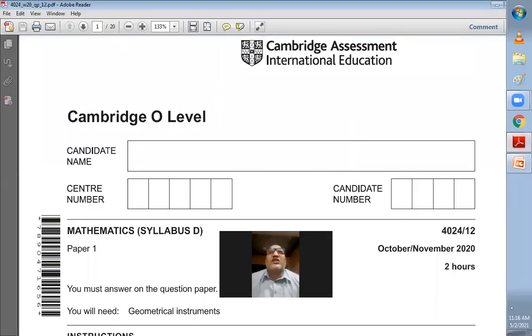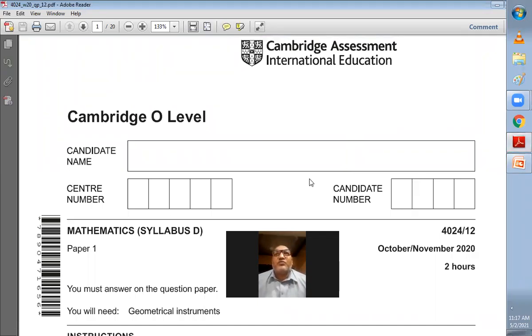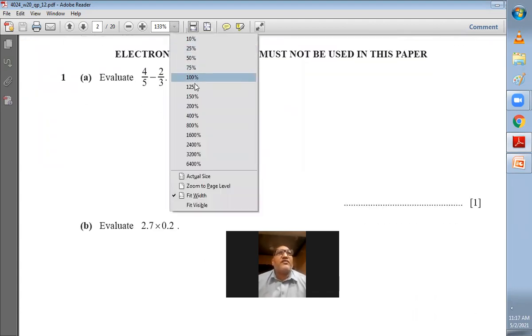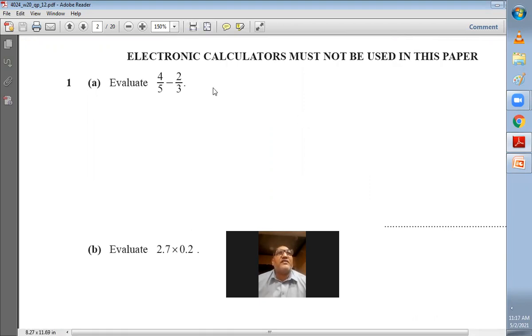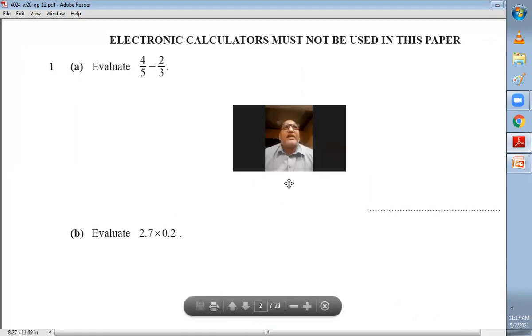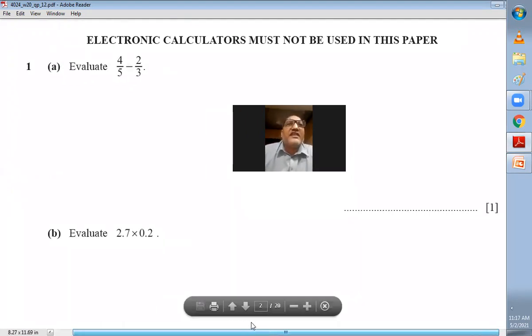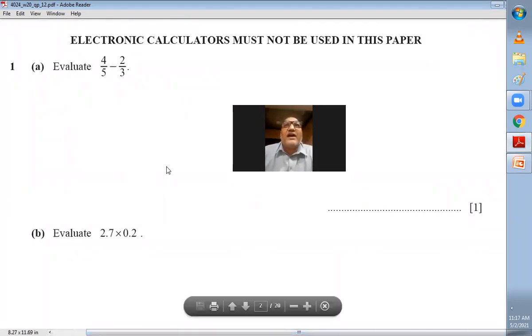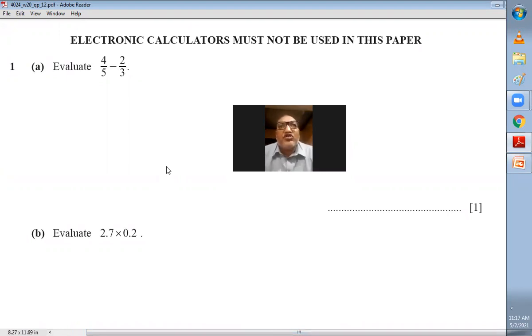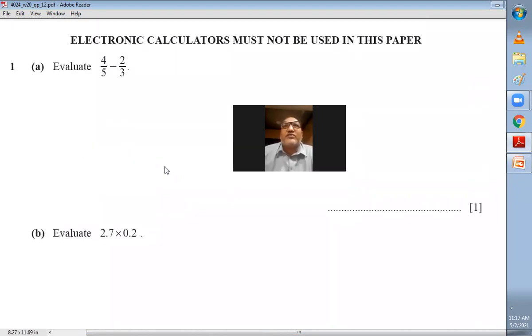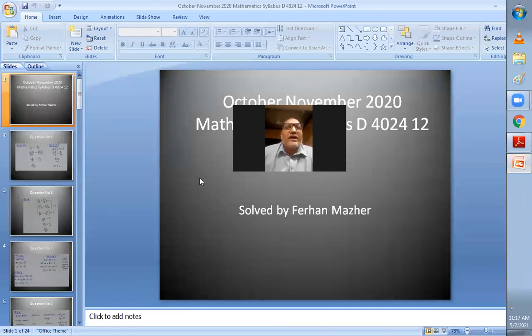So the first question is coming up on your screen, October/November 2020, Paper 2. Let me increase the size, make it 150. Okay, so here we come. Question number one is: evaluate 4/5 minus 2/3. That's the A part, and it's a 1 mark question. The B part says evaluate 2.7 times 0.2, also a 1 mark question. So these are the 2 parts of question number one, very easy. Let me show you how I have solved them.